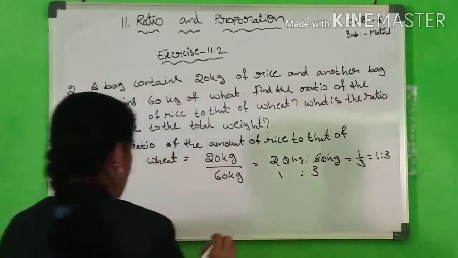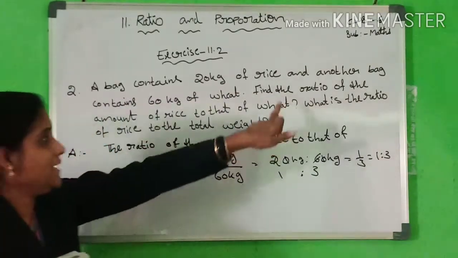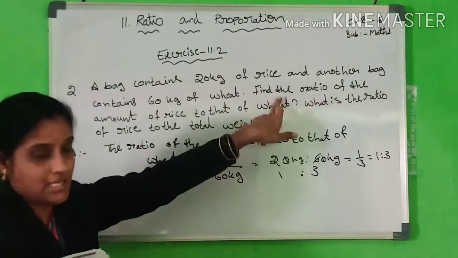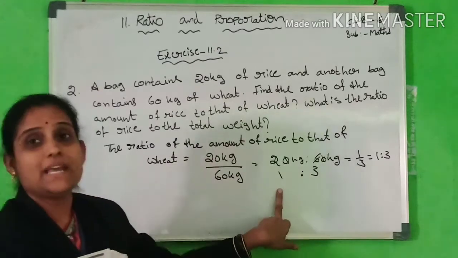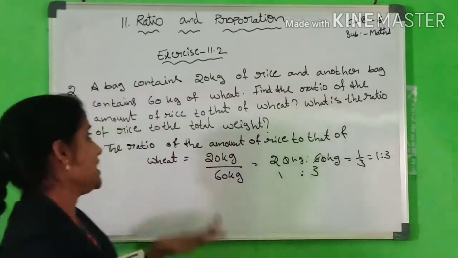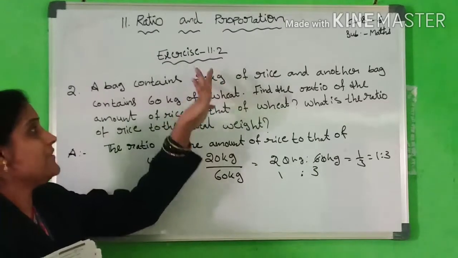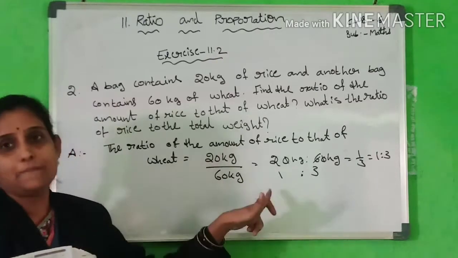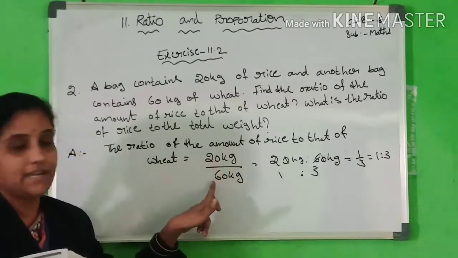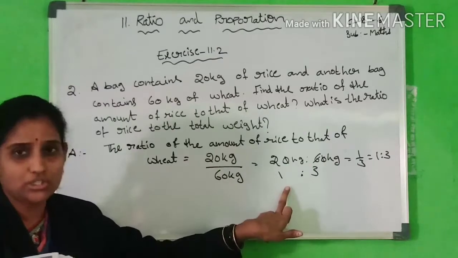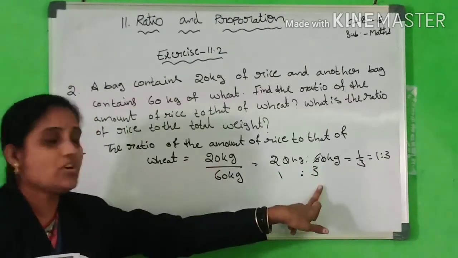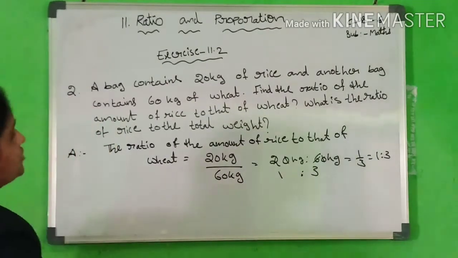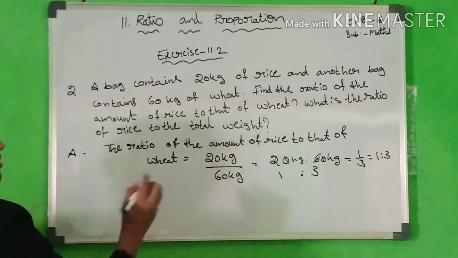First, you have to find out the ratio of the amount of rice to that of wheat. What ratio came here? 1 is to 3. Divide 20 kgs by 60 kgs, we will get 1 is to 3, or 1 by 3. Next, you have to find out the ratio of rice to the total weight.